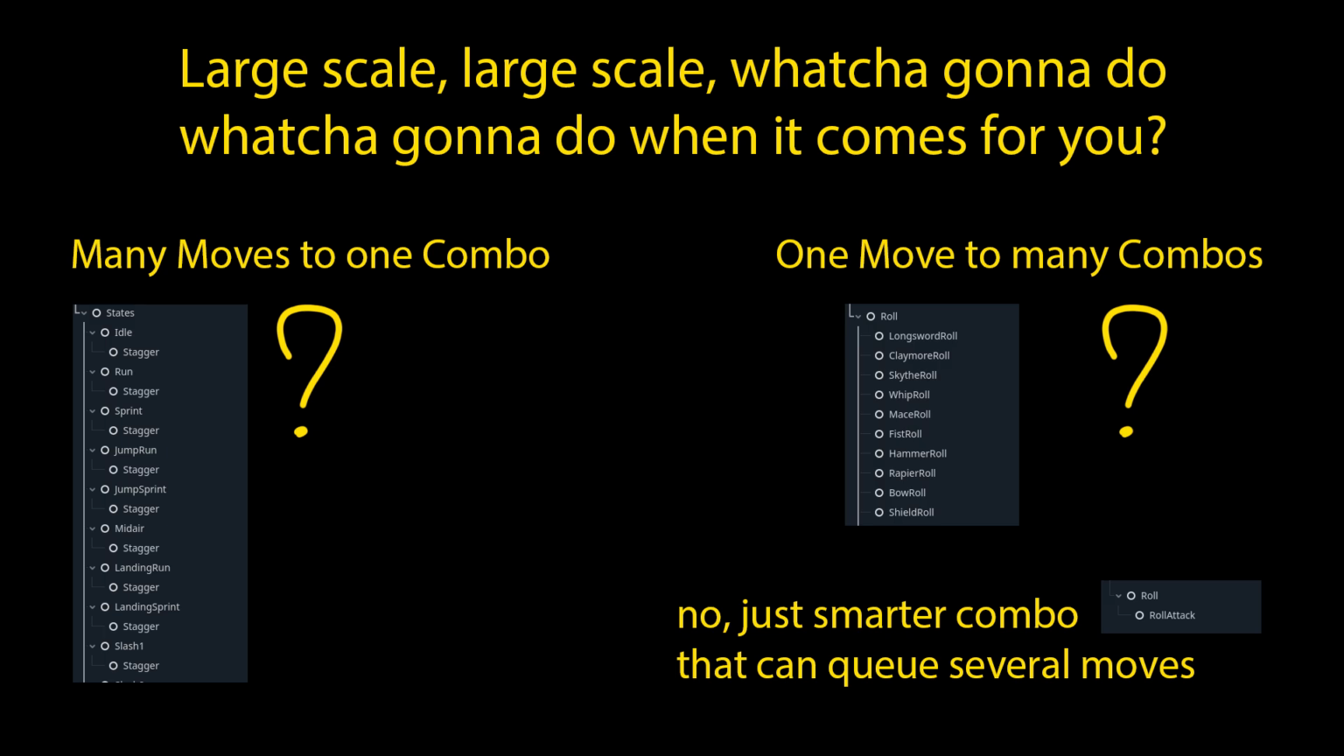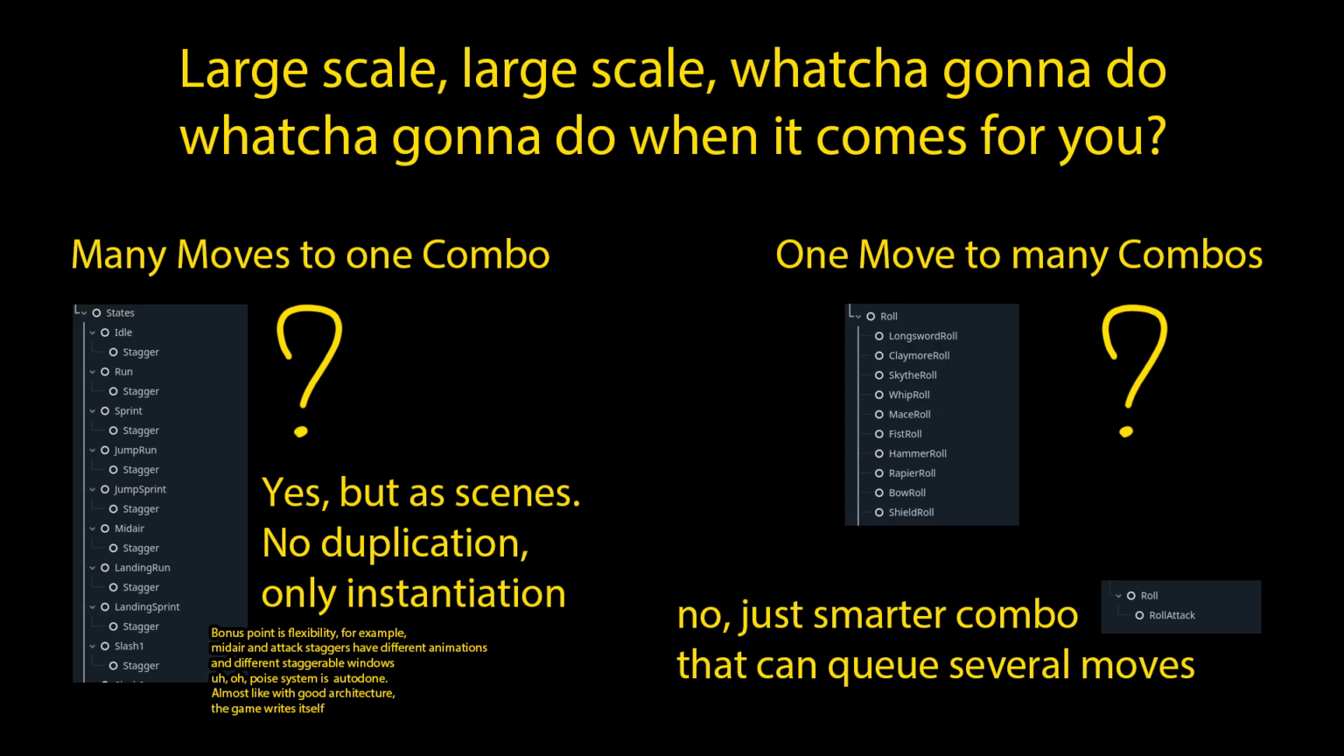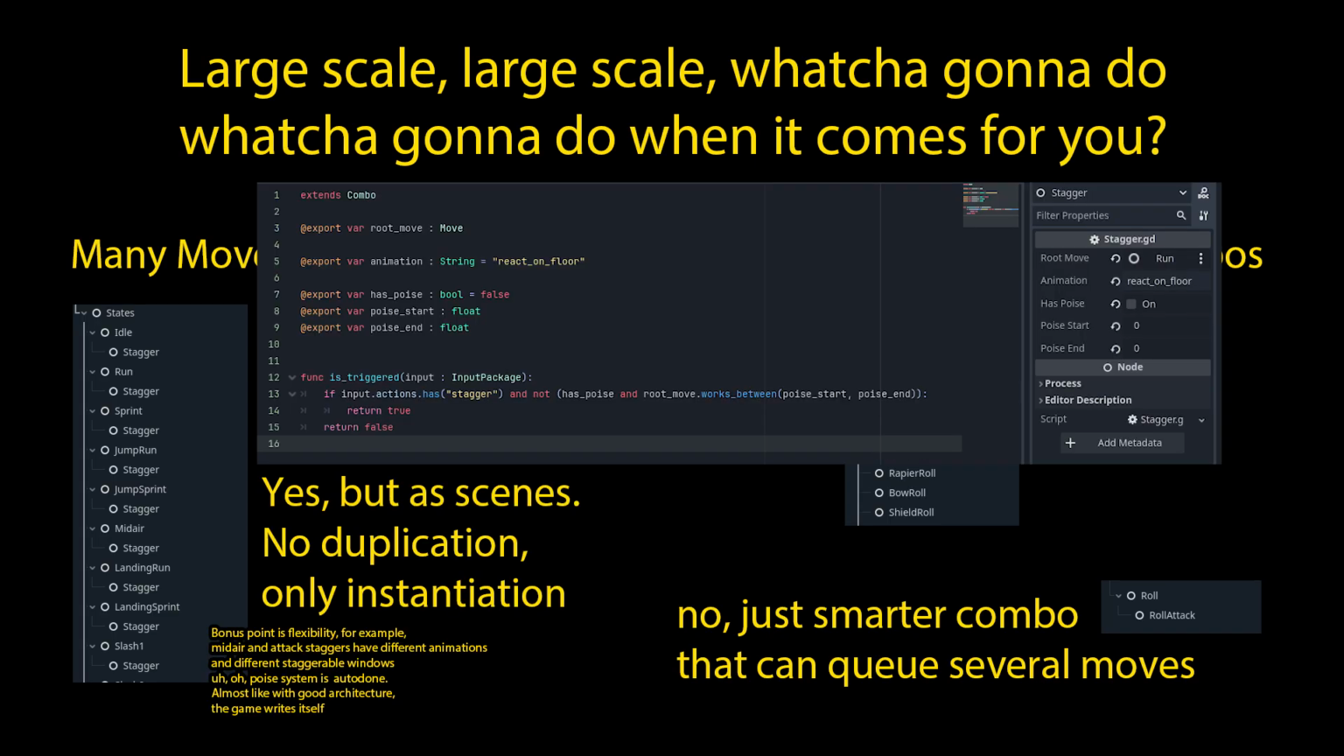Godot has a specific term for a node plus script package with manageable constants. It's called a scene. Stagger is a combo that will be nested into its moves in the form of a scene. This scene has the same script triggers, but has different timing windows that you can even export and edit directly here in the editor.